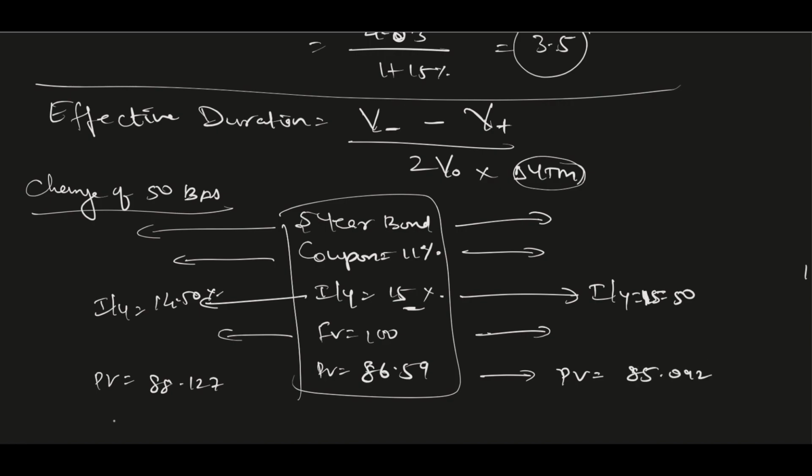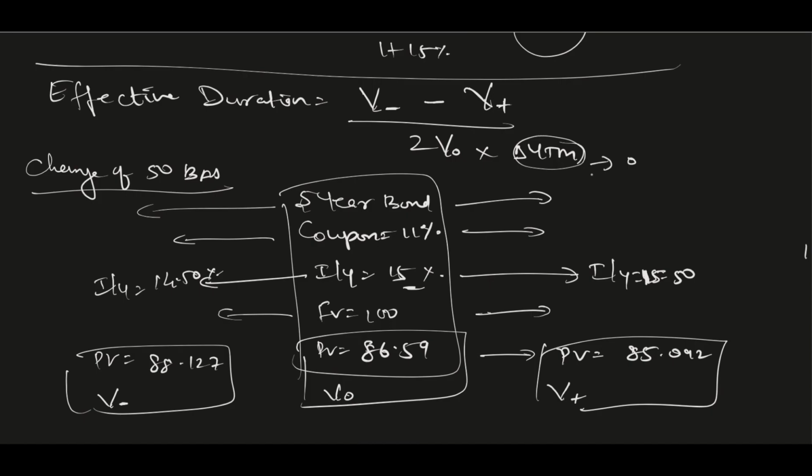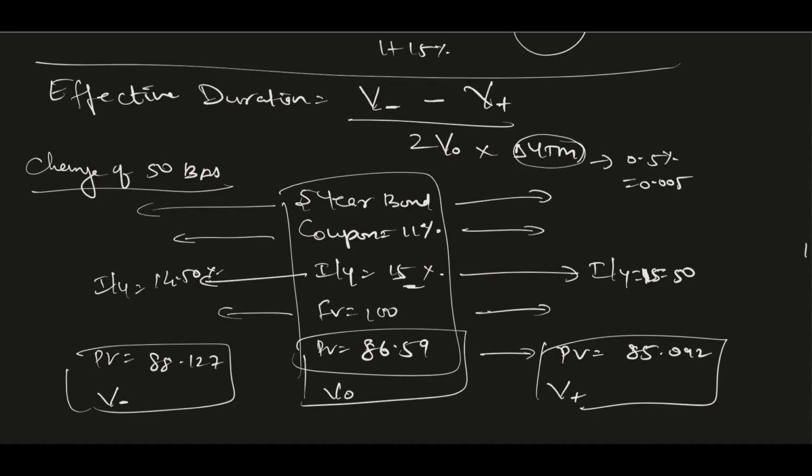Okay, so this I can consider as V minus. When the interest rate comes down, this is the value, and this is V plus. When the interest rate goes up, this is the value, and this is V0, the current price. Based on this, 0.5 percentage is equal to 0.005. So I'll just key in all the numbers in the formula.